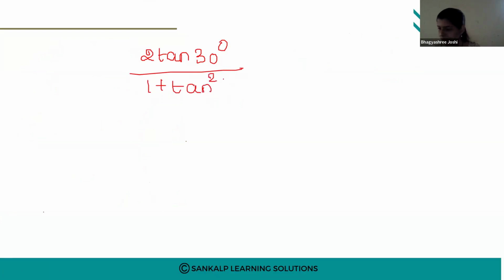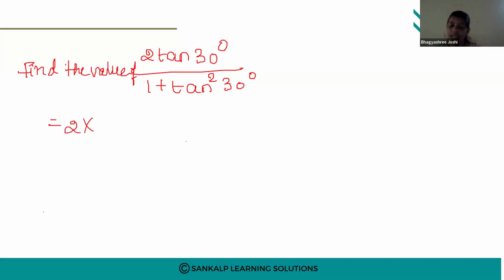Okay. 2 tan 30 degree divided by 1 plus tan square 30 degree. That means find the value of 2 tan 30 degree divided by 1 plus tan square 30 degree.